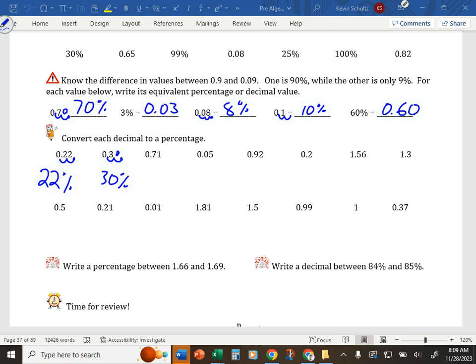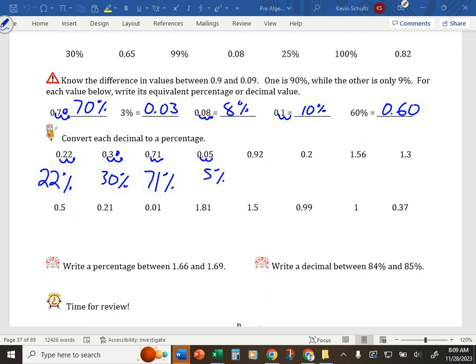Harrison, what is 0.71 as a percentage? 71%. Over to the right 2 spots. 71%. 0.05 as a percentage, Taya. 5%. Over to the right 2 spots. 5%.